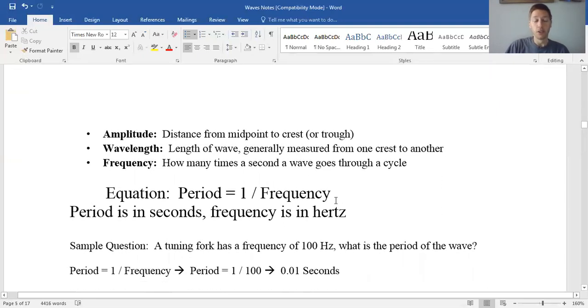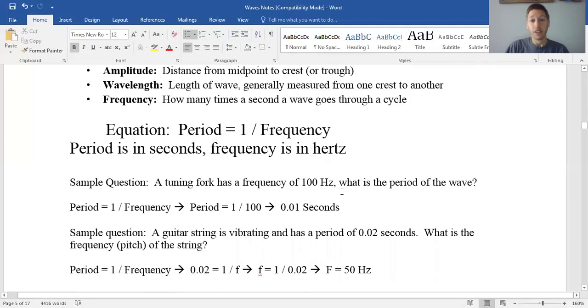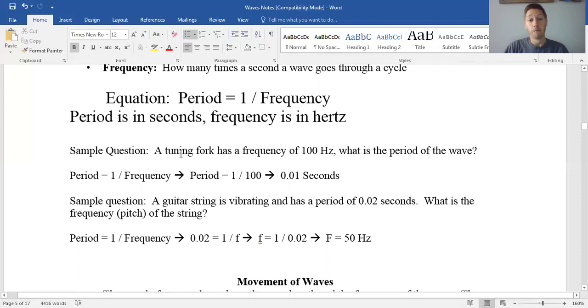So a useful equation for you will be this one here, how period and frequency are related. Period equals 1 divided by the frequency. So period is going to be in seconds, frequency is in hertz. A sample question for this would be, let's say we have a tuning fork with a frequency of 100 hertz. What would be the period of the wave?